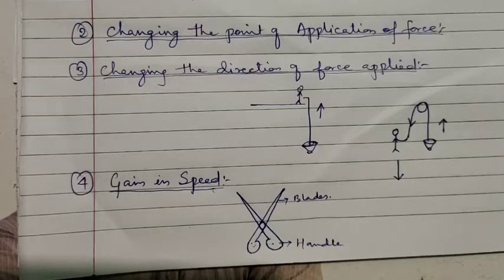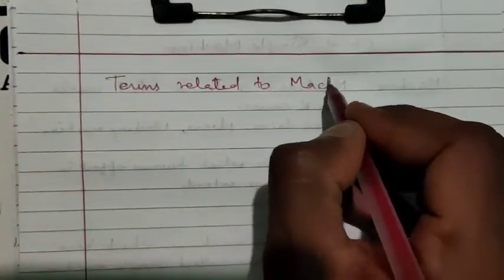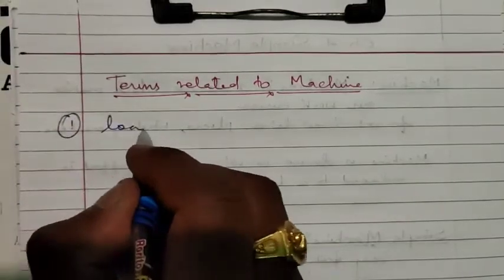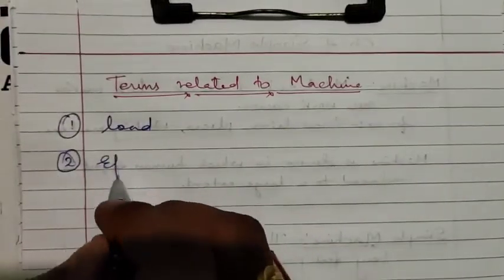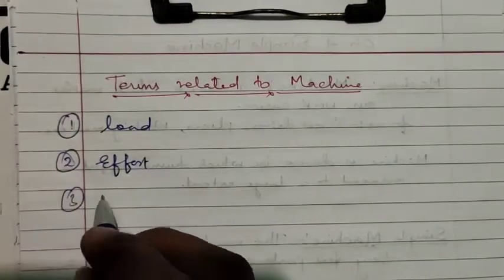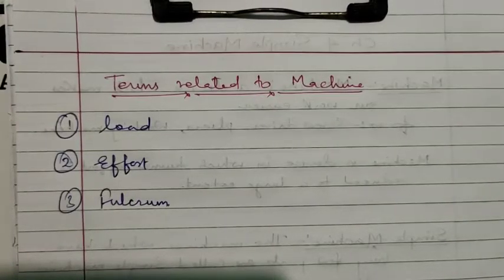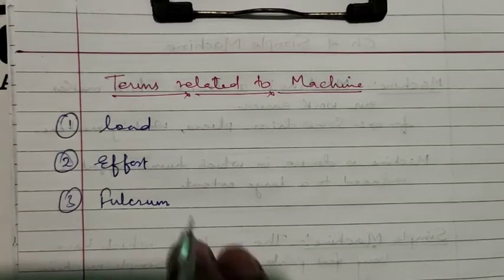Now our next topic is terms related to machine. What are the terms which are related to machine? The very first term related to machine is load, second term is effort, and the third term is fulcrum. These are the 3 terms which are related to machine. Let me define these terms first, then by an example I can explain all these terms to you.